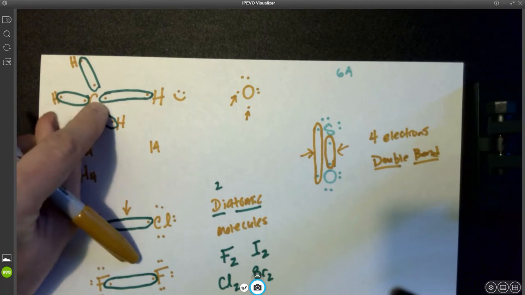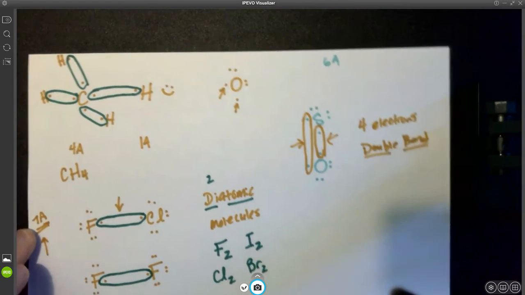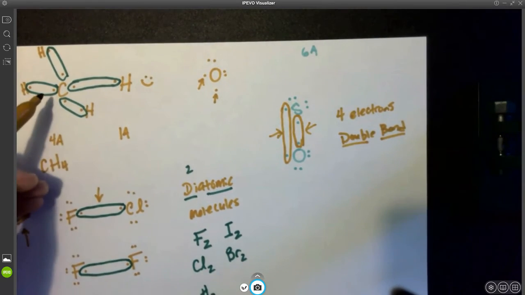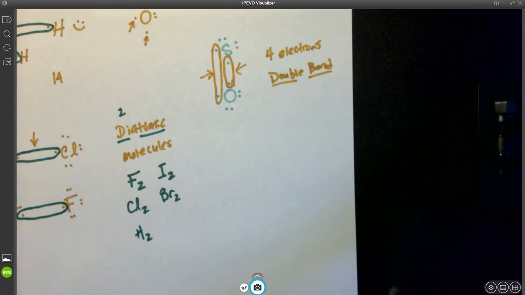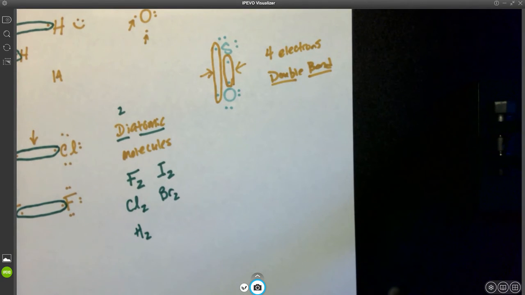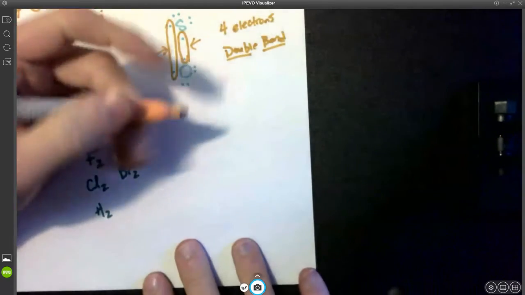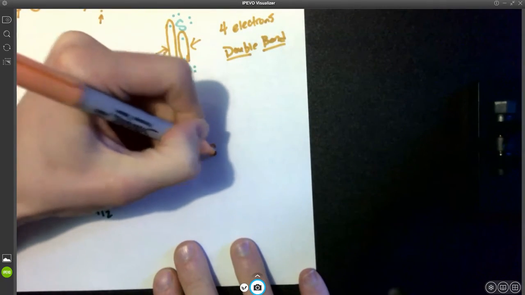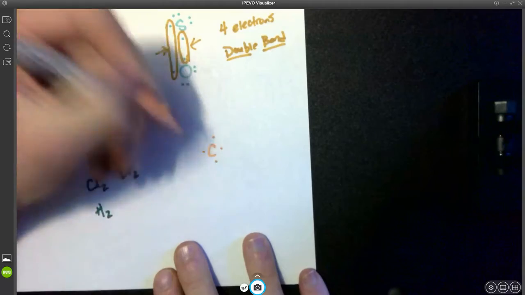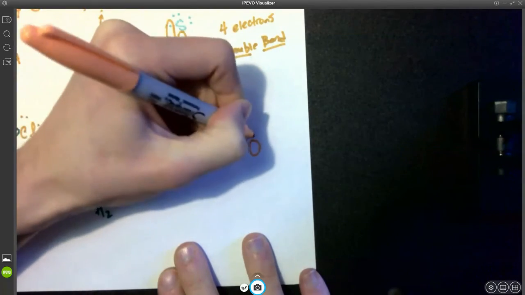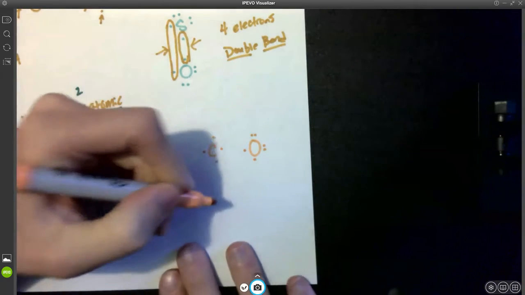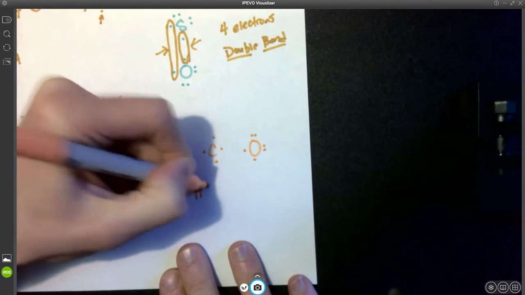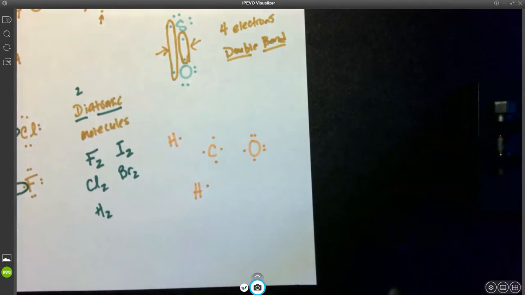So there's a whole lot going on in terms of trying to figure out the difference between single bonds and double bonds. Let me do one last example to help clarify what we're talking about here. Sometimes covalent compounds are even bigger than 2 elements. So let's say I've got carbon, 1, 2, 3, 4. Maybe I've also got some oxygen, 1, 2, 3, 4, 5, 6. And then let's throw a couple hydrogens in the mix.